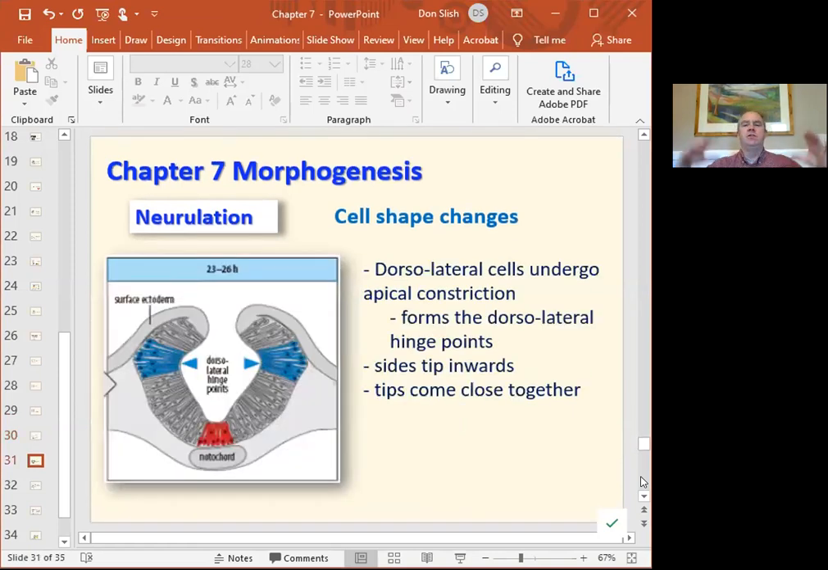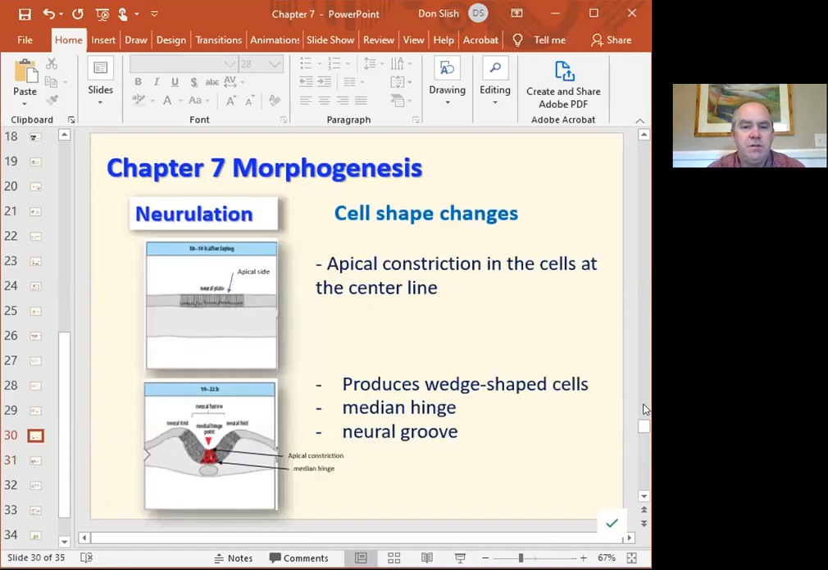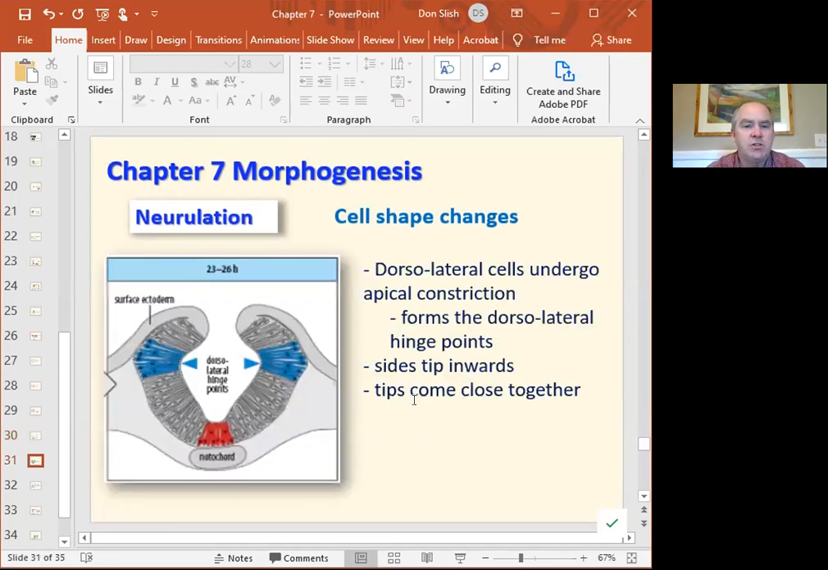Okay, now once you've got the neural groove, you get a second change in shape. Another apical surface contraction makes wedge-shaped cells here at the dorsolateral part. Previously we made the medial hinge, remember that word, medial hinge, and now we're making dorsolateral hinges that are cranking. So you go from grooves to cranking it around, so now they're getting closer to touching here. Okay. And then now we're going to get to cell crawling again.